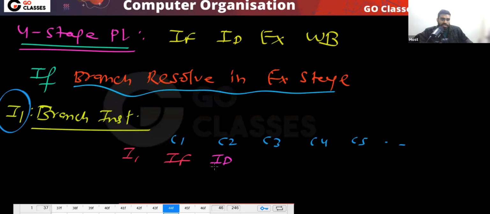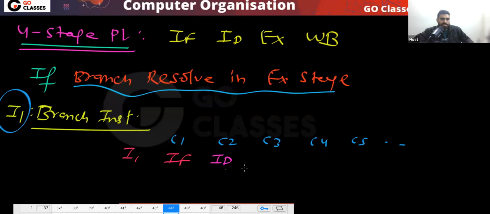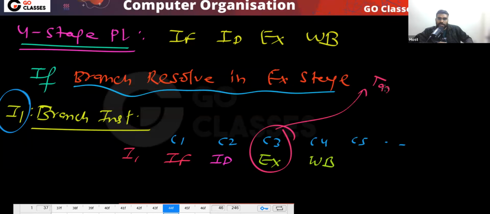In the decoding stage, you know that this is a branch instruction, but what you don't know is where it is going. The target you don't know. It is a branch instruction that I know, but where it is going, that I don't know. Should it go to the next instruction, or should it jump? We don't know. So it will go to the execute stage, then write back. Now, in this stage, we know the target address.